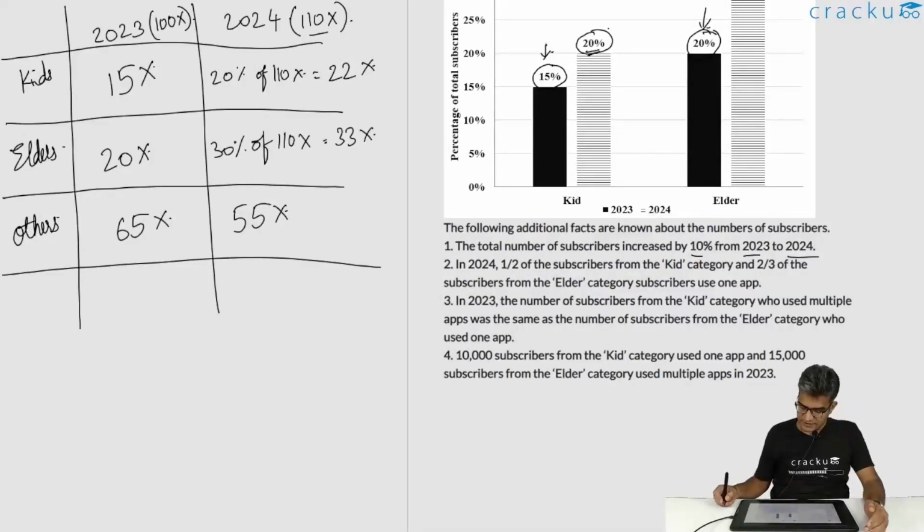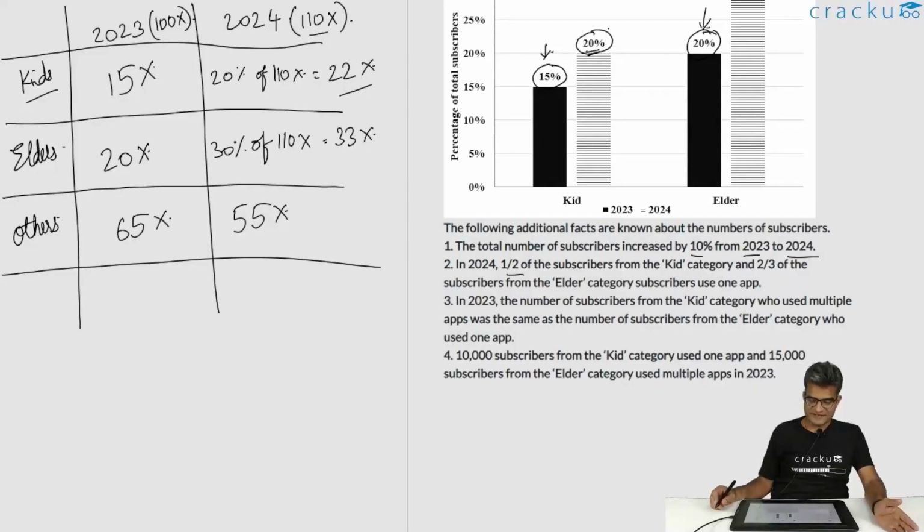Now we are told that in 2024, half of the subscribers from kid category and 2/3 of the subscribers from elder category use one app. So now we are discussing one app and multiple apps. So the kids in 2023, the total is 15x. Out of this 15x, some of them use one app and the remaining use multiple apps. This is the same for even 2024. Out of the 22x kids, some of them use one app and some of them use multiple apps.